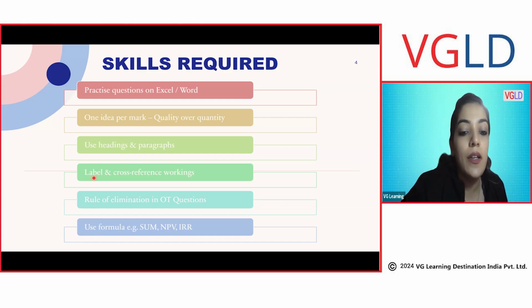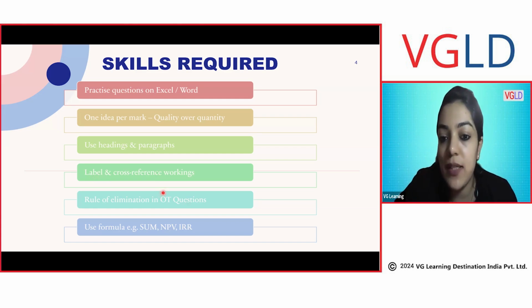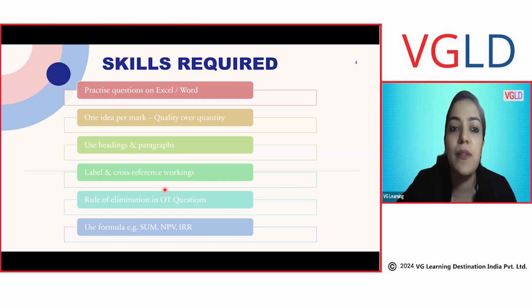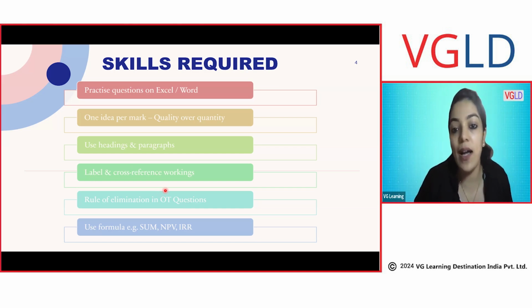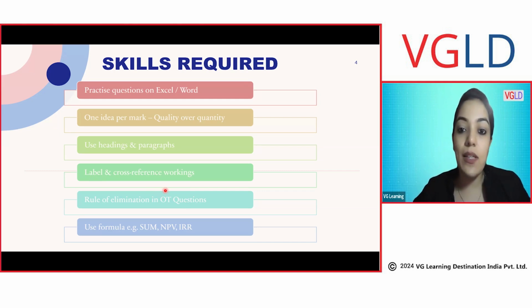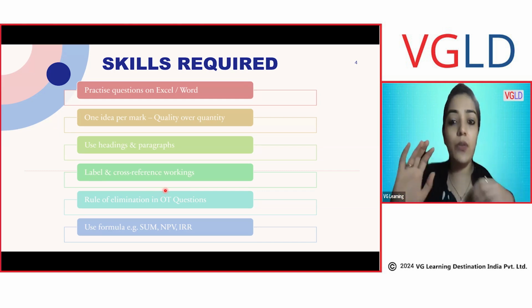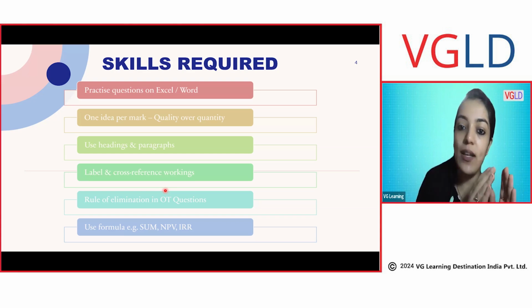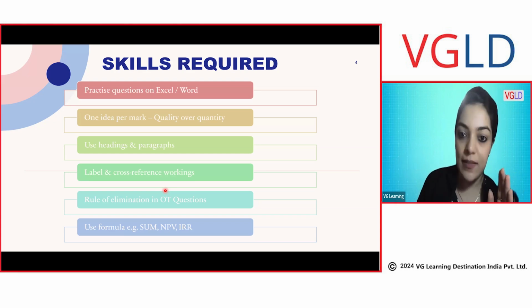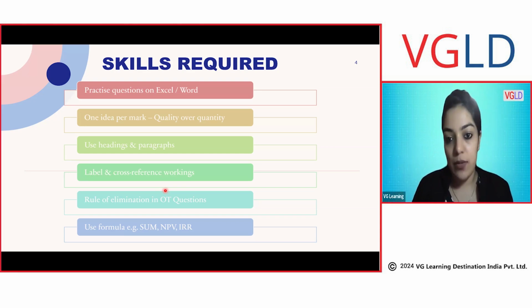Okay. Then rule of elimination in objective test questions. Very important. What it means is, sometimes no matter how much you study, no matter how clear you are in the concepts, it might so happen that there comes a question that you have absolutely no idea about. You know about the topic slightly, but you're not able to get to the right answer. The ideal situation is that you read the question and you're able to select the right answer. But it sometimes happens that no matter how much you've studied, you're not able to crack a particular question, and it will happen to all of you. So be prepared for that.